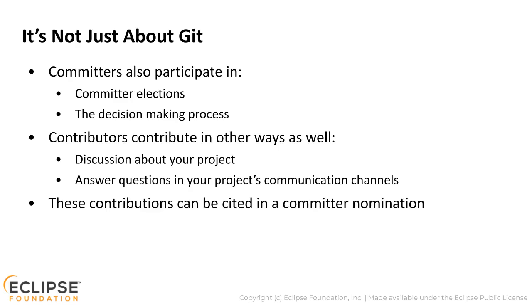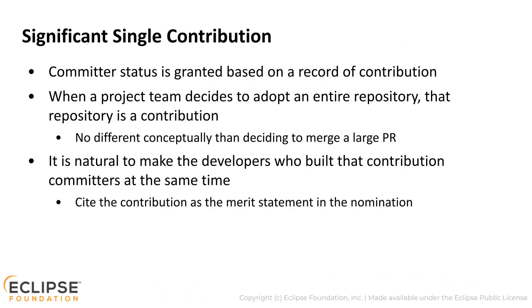It's not just about Git. It's easy to think that the only contributions that matter are Git commits. Committers also participate in committer elections and in the decision-making process. Contributors contribute in other ways as well. They may contribute to discussion about your project or answer questions in your project's communication channels. These contributions can be cited in a committer nomination. Committer status is granted based on a record of contribution.